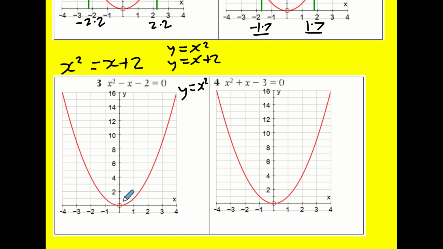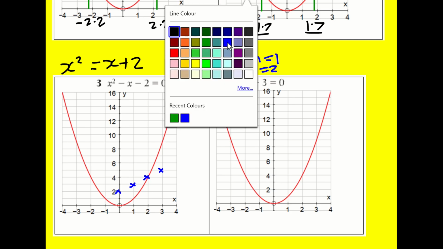Let me put some points on. I know it goes through 2, and then I know it goes along 1 and up 1 because the gradient is 1. M is going to be 1, C is going to be 2. So I go along 1 and up 1. There we go. Along 1 and up 1. And once I've done a few points, that's enough. I can draw the line.